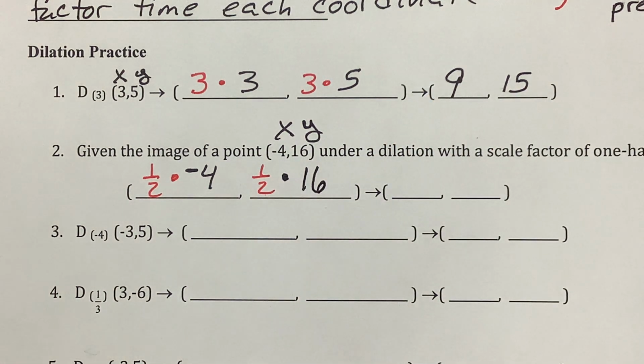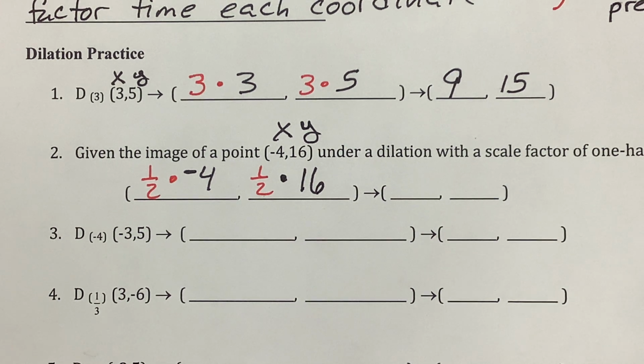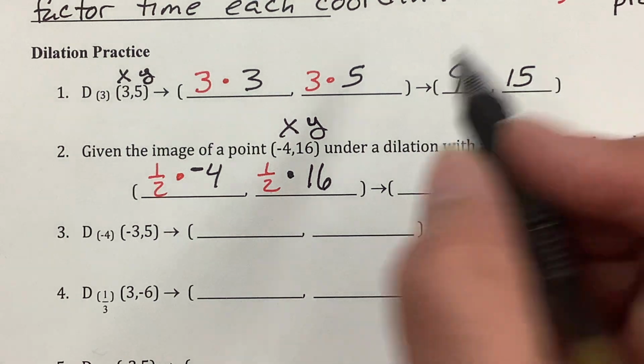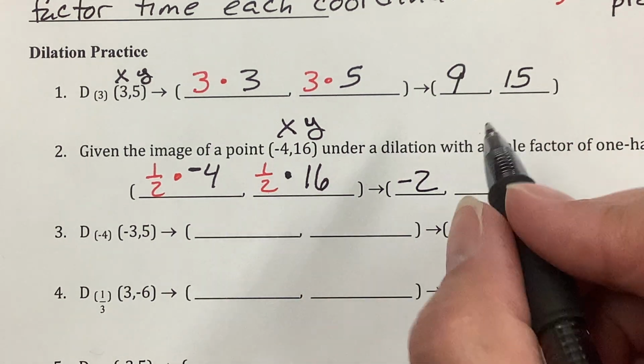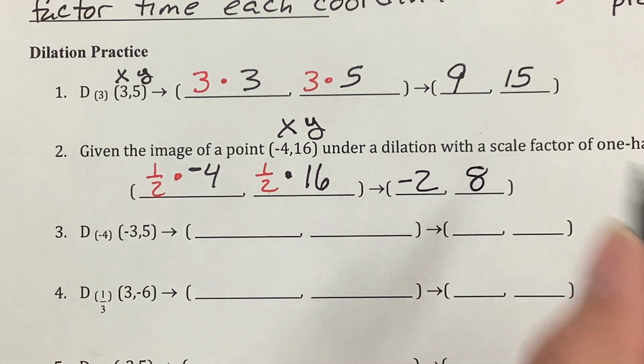And you remember when we were talking about multiplying by a fraction, well, multiplying by 1/2 is the same as dividing by 2. So negative 4 times 1/2 is negative 2. You just divide it by 2. So negative 2, and 16 times 1/2 is 8.